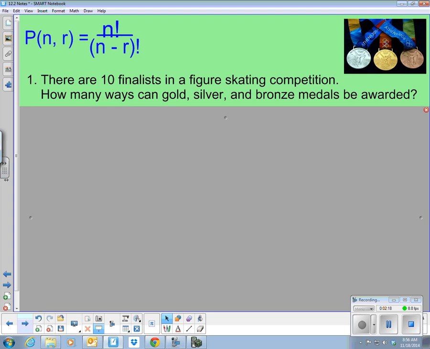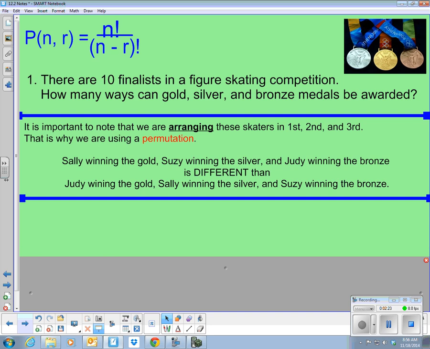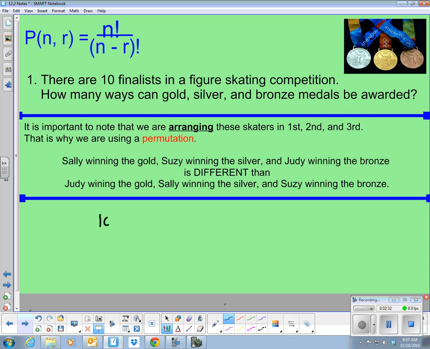So there are 10 finalists in a figure skating competition. How many ways can gold, silver, and bronze medals be awarded? Please note that this is going to be an arrangement. It's got to be first, second, and third. So out of 10 finalists, you're picking 3, so it's going to be a permutation. That means it's going to be 10 factorial over 10 minus 3 factorial.